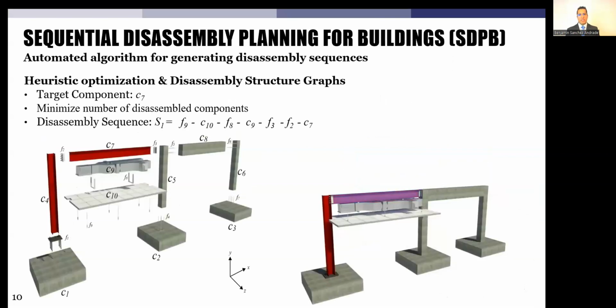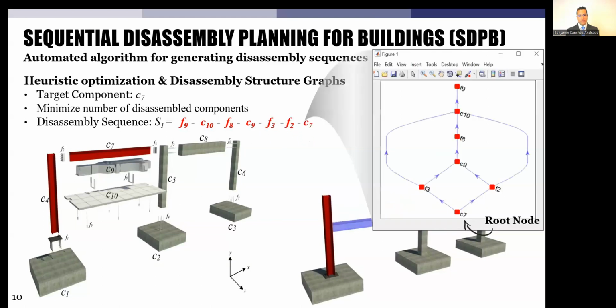The SDPV method is based on heuristic optimization and the disassembly structure graphs theory. The method optimizes disassembly plans for retrieving selected components, for example, the steel beam C7 in the figure. The method seeks to minimize the environmental impacts and removal cost by using a rule-based recursive analysis and based upon physical, environmental, and economic constraints of the components.